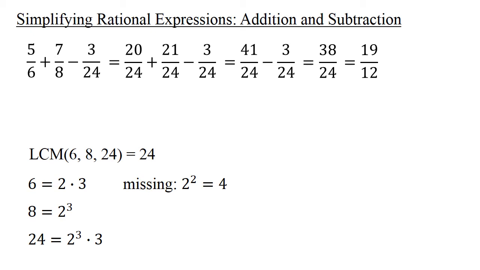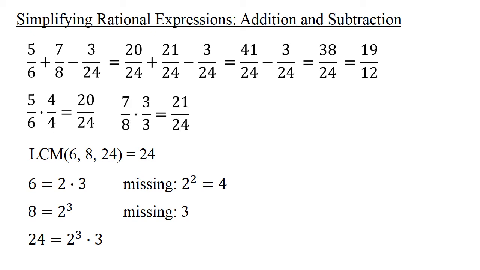6 times 4 is 24. What is the 8 missing? Well, 8 has the three 2's, but it doesn't have the 3. So it's missing a 3. And that's going to tell us what we need to multiply each of those by to change to those equivalent fractions. So if we take 5/6 times 4 over 4, and again, 4 divided by 4 is really just 1, just another version of 1. We multiply by what our denominator is missing to make 24, top and bottom, and that gives us our 20 over 24.